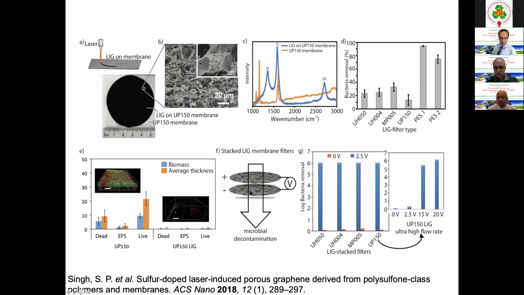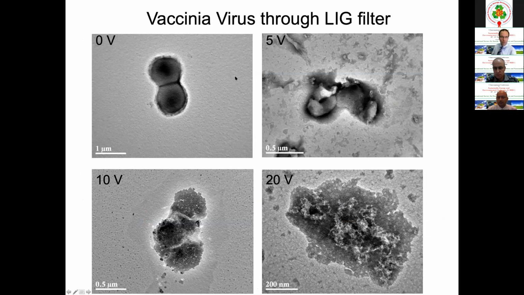So not only can we remove bacteria, but we can also remove a virus. So here's a vaccinia virus, a model virus, through this LIG filter in the same configuration. So at 0 volts, you can see the viruses are not affected. But at 5 volts, 10 volts, and 20 volts, the viruses are completely destroyed. And even at 20 volts, you can see there's just nothing left of the viruses.